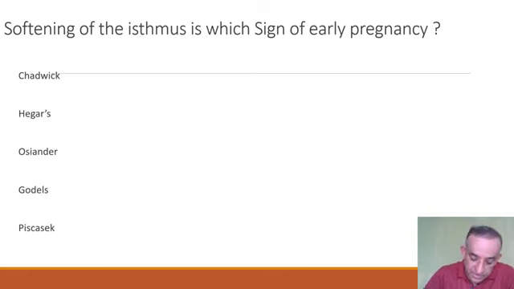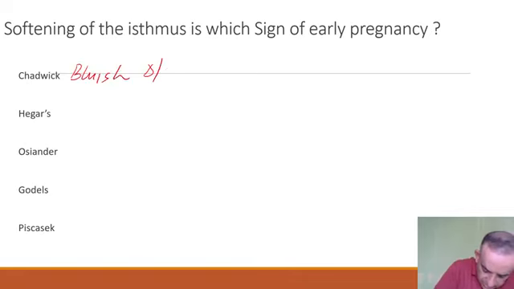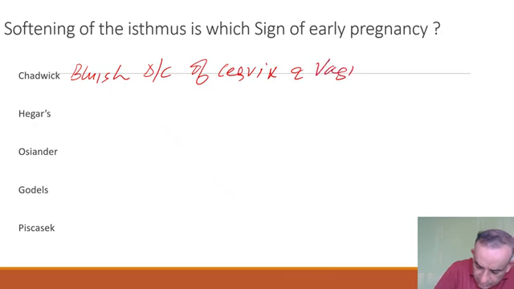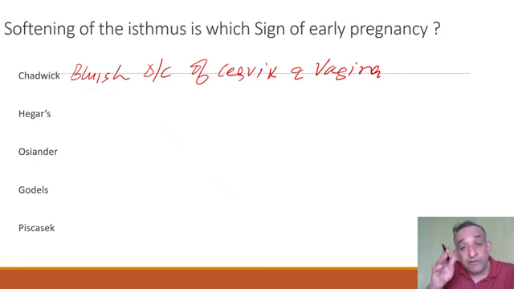So, softening of the isthmus is which sign of early pregnancy? A lot of questions coming on this one, the early pregnancy signs. So, I hope you're reading them all. Chadwick's sign is not softening of the isthmus. Chadwick's sign is actually the bluish discoloration of the cervix and of the vagina. Please do not get confused and say it is only the cervix or only the vagina. It is classically described, the Chadwick sign, for the cervix, but it is also a bluish vagina.